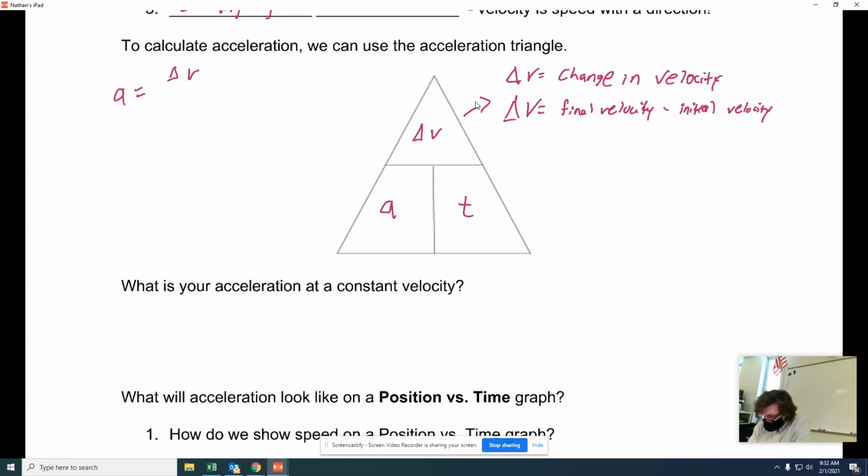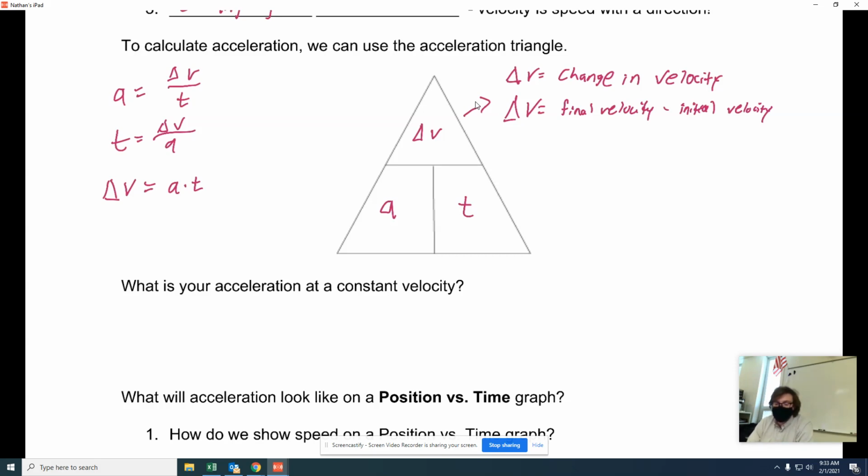But looking at the triangle, we can set up three different equations. Acceleration equals the change in velocity divided by time. Time equals the change in velocity divided by the acceleration. And then finally, our change in velocity equals our acceleration times our time. So these three equations are going to show up in class next time when we actually calculate some accelerations and then do some additional calculations.